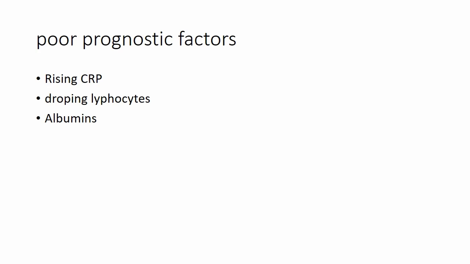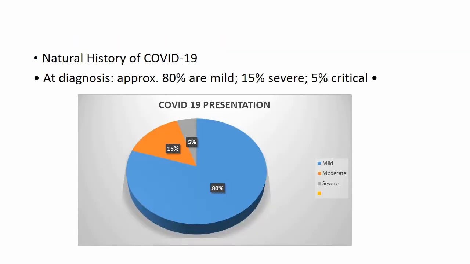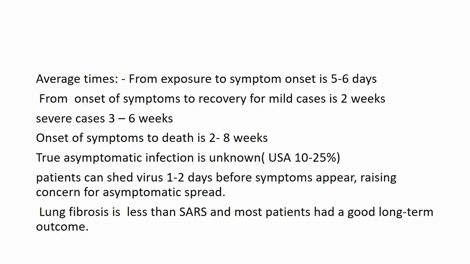Shows distribution of COVID-19 infection. 80% of patients get mild symptoms. 15% of patients develop severe symptoms and 5% of them go into critical stage. Patients can shed virus 1 to 2 days before the symptoms appear, raising the concern for asymptomatic spread.